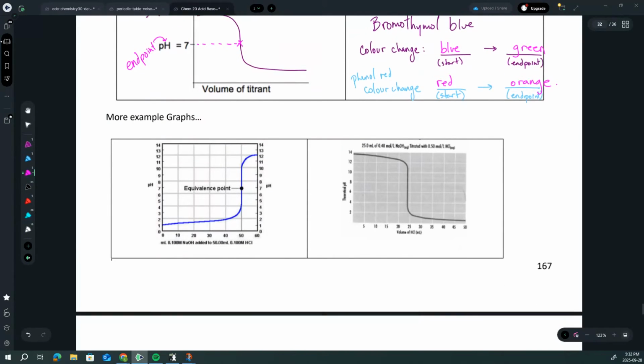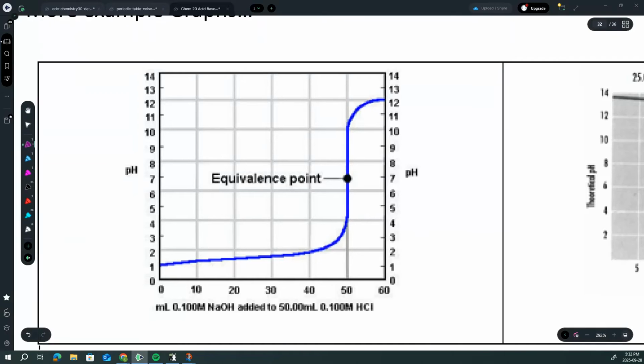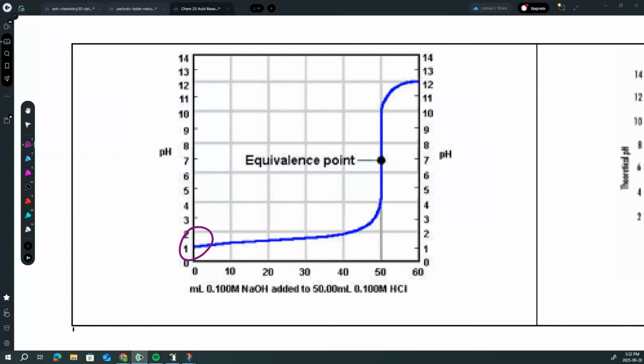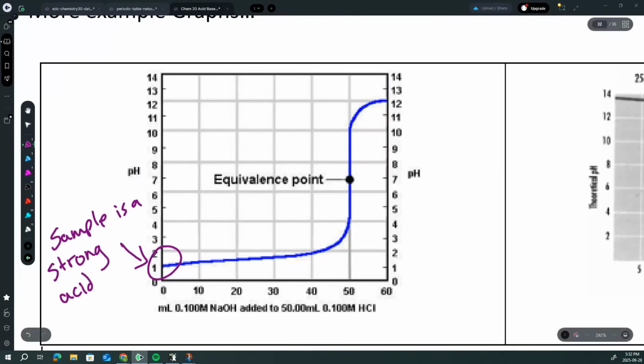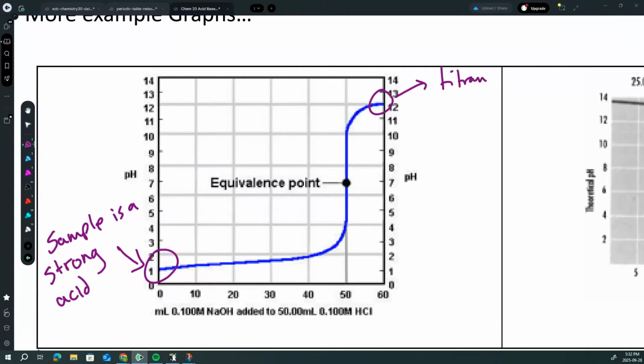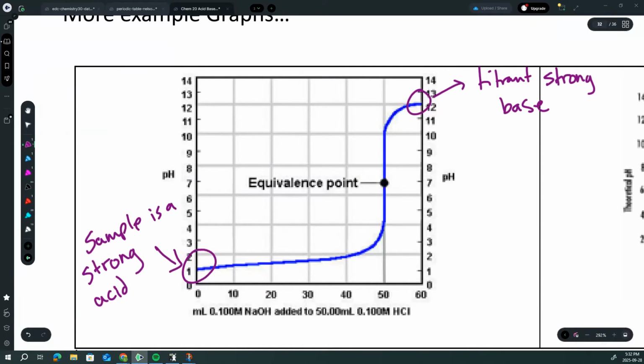Okay. So down below here is just some more examples of graphs. If we look at this here, at the start, that's going to be the pH of your sample. So we can figure out that our sample is a strong acid, and our titrant is a strong base. Because again, in Chem 20, you only deal with strong acid and strong base reactions. That's not to say that your sample will always be a strong acid. It could be a strong base, and your titrant could be a strong acid. But your sample will either be a strong acid or a strong base, and your titrant will either be a strong acid or a strong base.